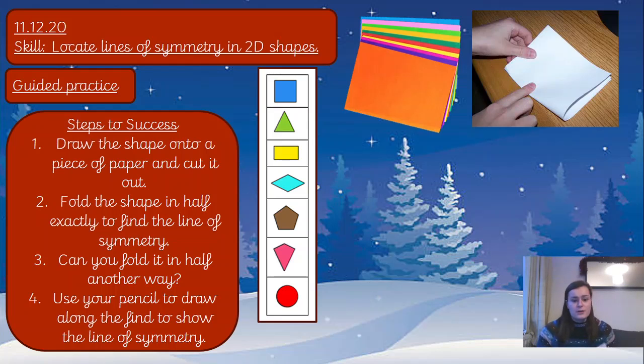So I'm going to do the first few together. I have cut out a rectangle, a triangle, and a square, which, as you can see on this strip of shapes, are the first 3. We'll do these ones together, and then I will give you some time to have a go at the rest on your own. So pause the video now and have a go at cutting out those first 3 shapes. You need to draw them and cut them out, and then we will try and find the lines of symmetry together. Okay, off we go.